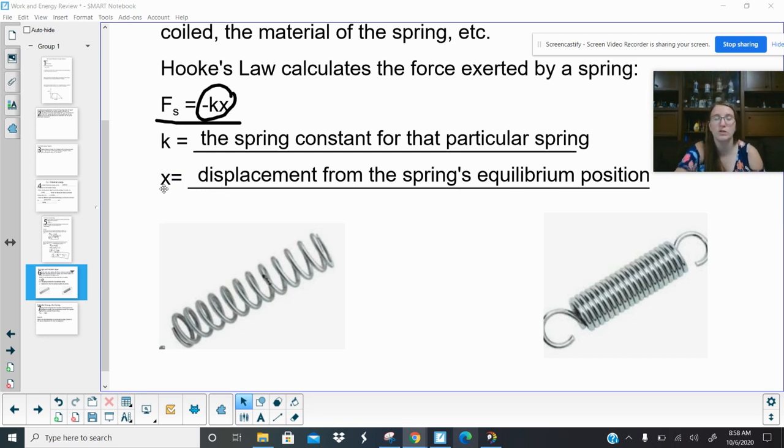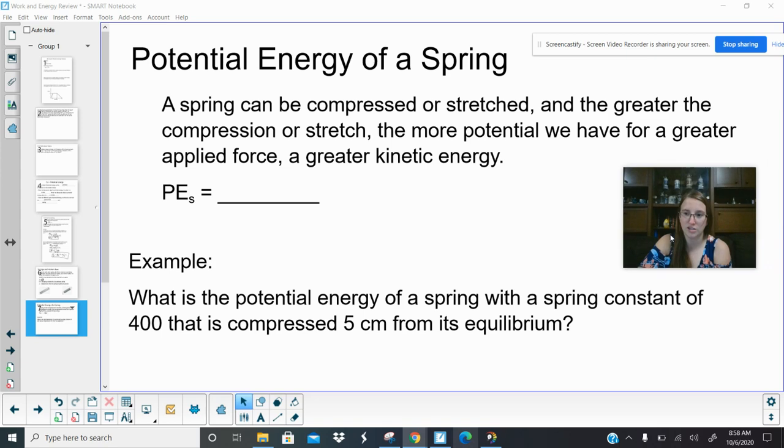Sometimes they tell you it's displaced 4 centimeters. Sometimes they tell you equilibrium is 5, I stretched it to 9. That's a displacement of 4 centimeters. Again, we're not really going to do much with Hooke's law yet, but I just wanted to introduce this as we introduce springs. What we really are going to talk about is the potential energy of these springs.